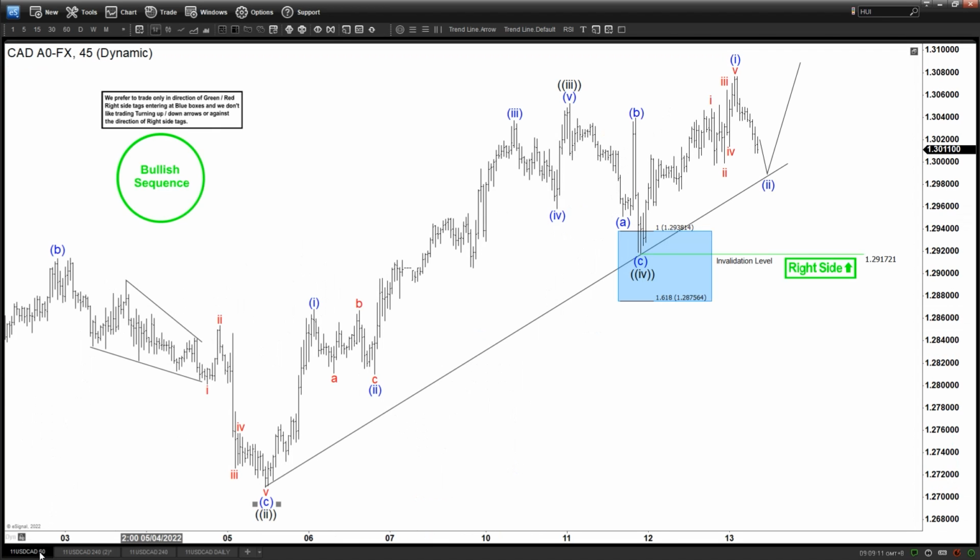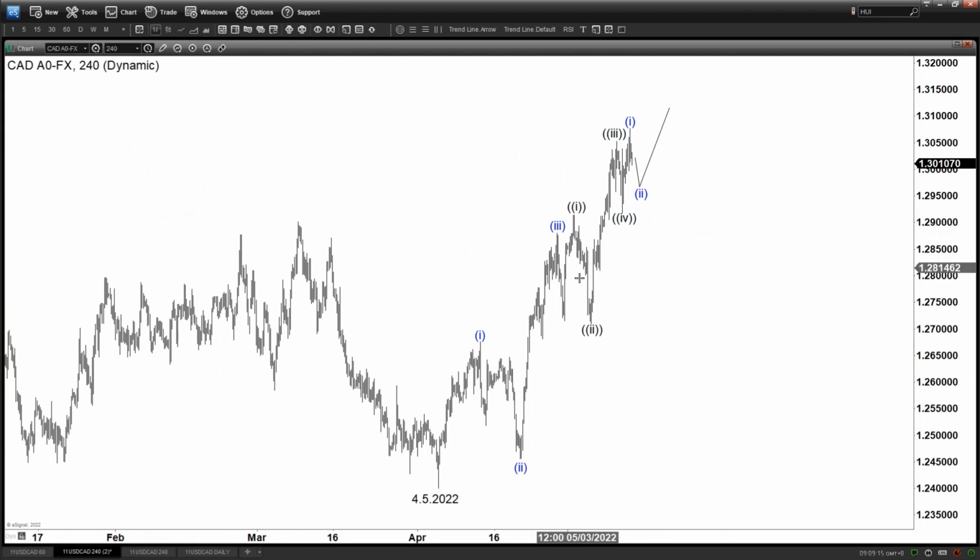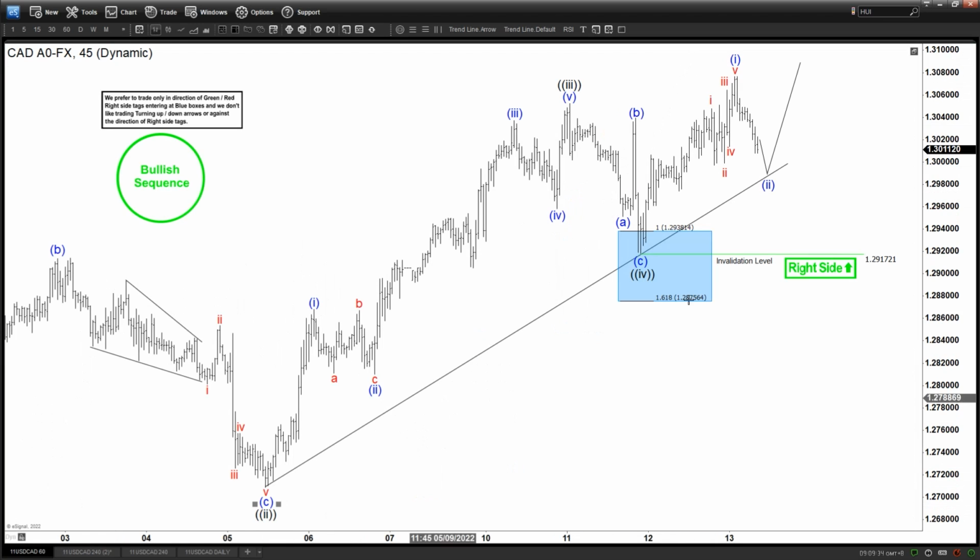Let me double check here. So we got A, B, C here, A, B, C, yeah, 4, 5, something like that. That's option number one. And then basically we are in a 1, 2, and then continue to go up as long as this level holds, 129.